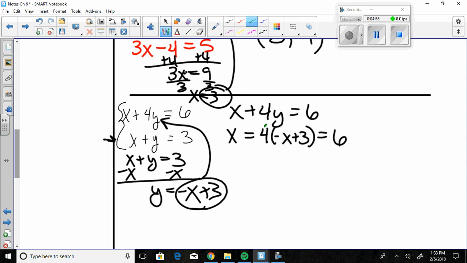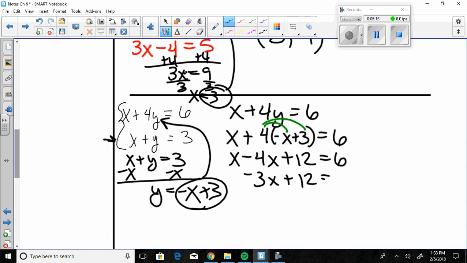We have to distribute that 4 to both things inside the parentheses. That should be x plus 4, not x equals 4. So now we get x minus 4x plus 12 equals 6. So we get negative 3x plus 12 equals 6.